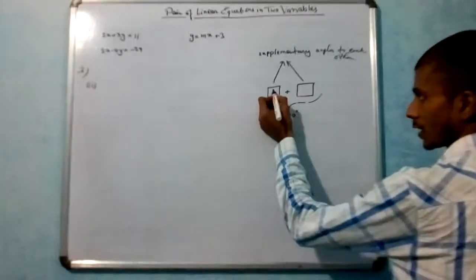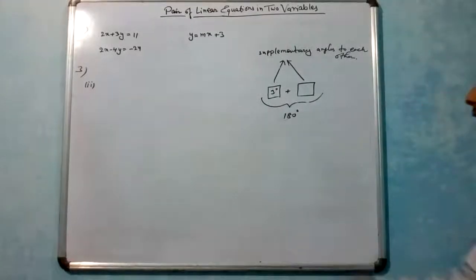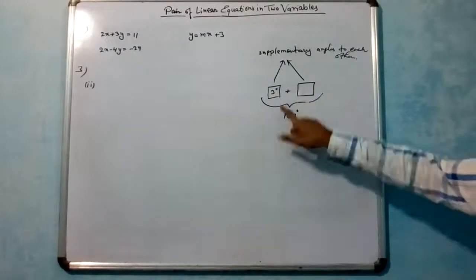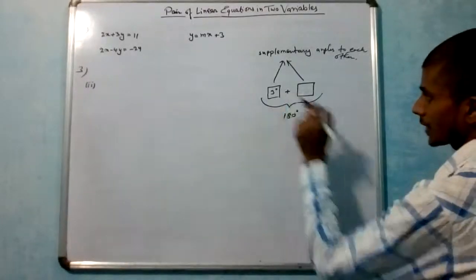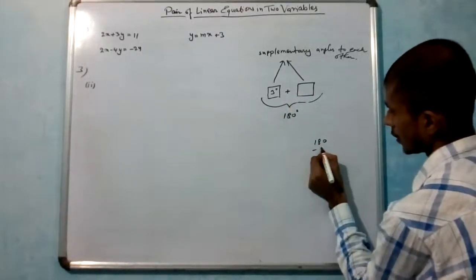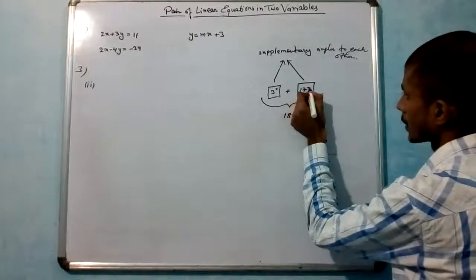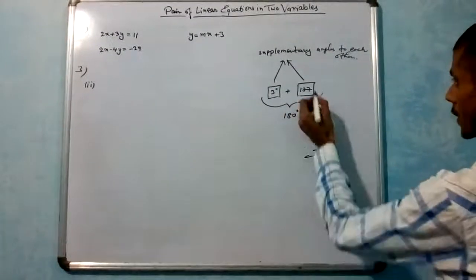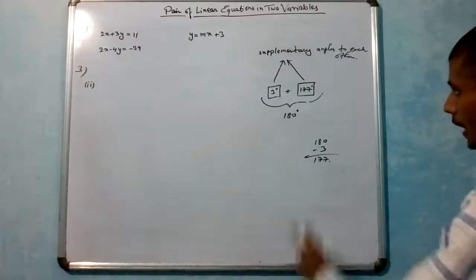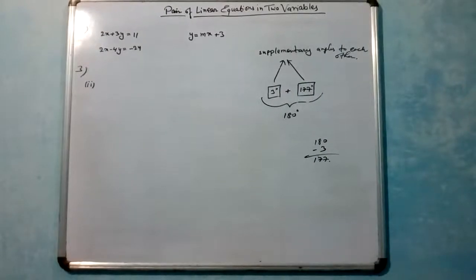For example, if I have one angle 3 degree, then tell me what will be the supplementary angle for 3 degree. How can we find? What should I add to this 3 so that the sum becomes 180? Simple, from 180 I will subtract 3. So it will come 177. Understanding? So 177 will be my supplementary to 3, and 3 will be supplementary to 177 degree. Correct? And their sum is 180 degree, so these both are called supplementary angles to each other. Fine?